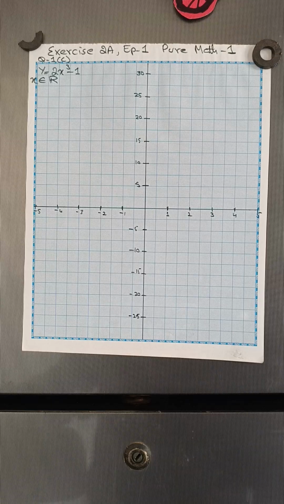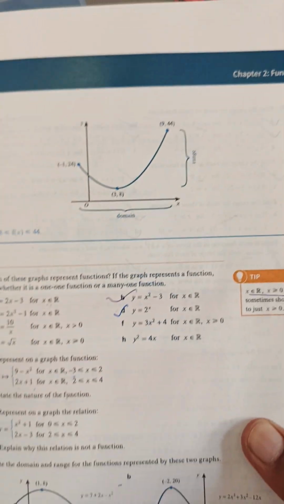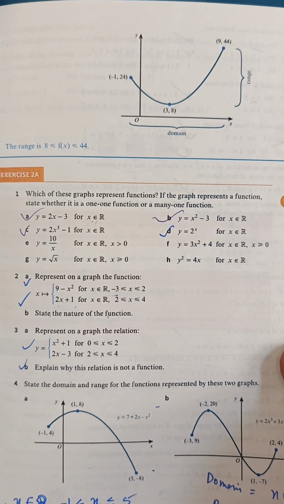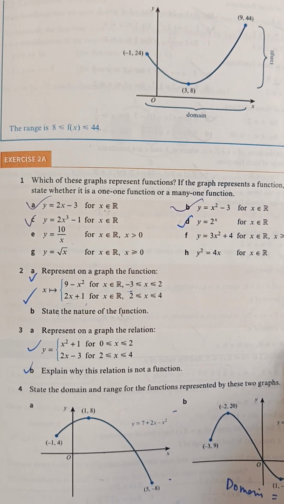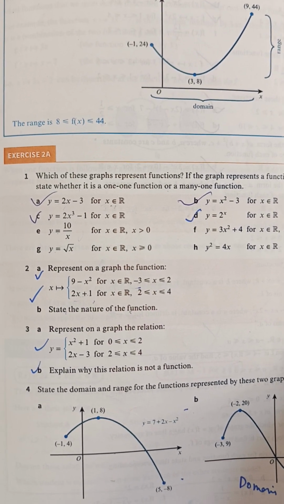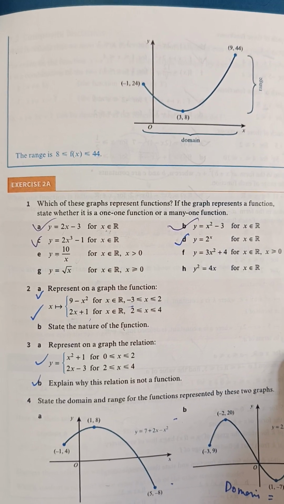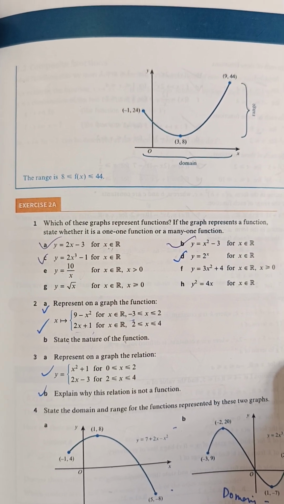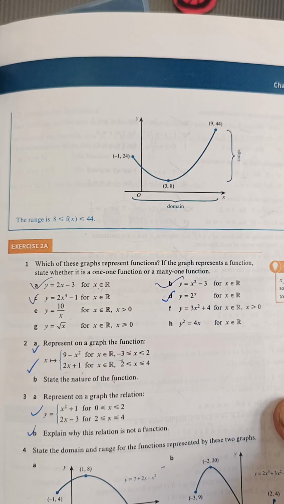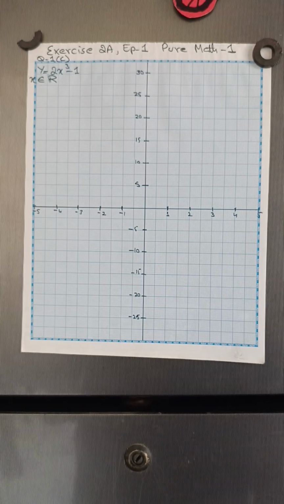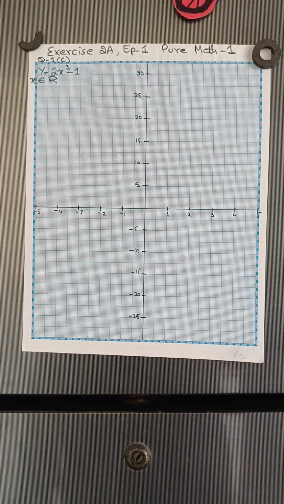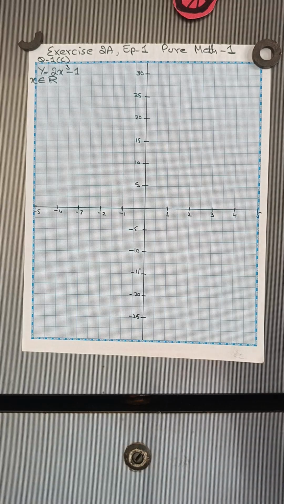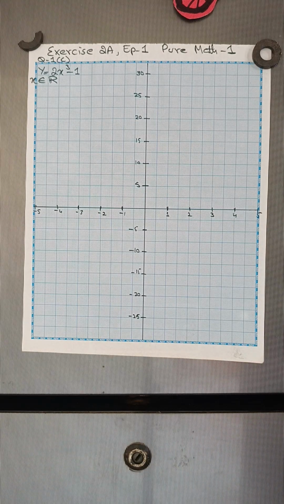So my dear students, now we are on question number 1 and its C part. Let me show you the question. He says y is equal to 2x cubed minus 1 for x belongs to real numbers, and I mean the rational numbers. Sorry, I said real numbers. The real numbers are different. This R means the rational numbers. We have to decide whether this is a function or it's not a function.